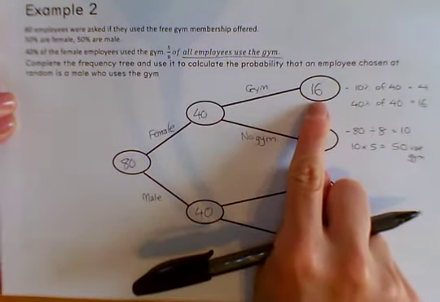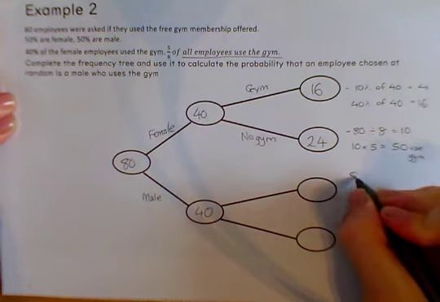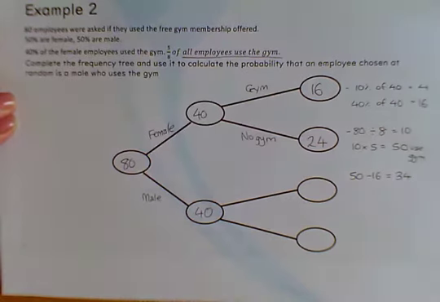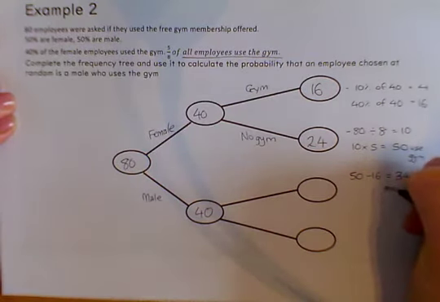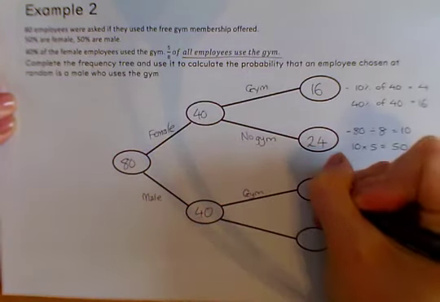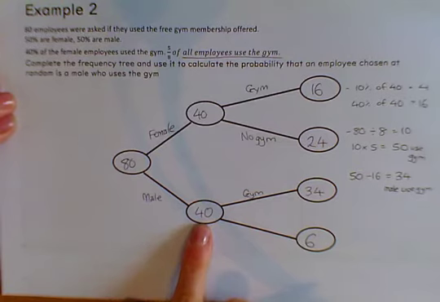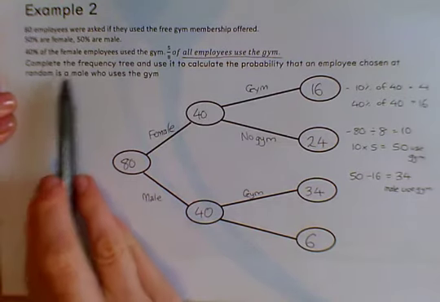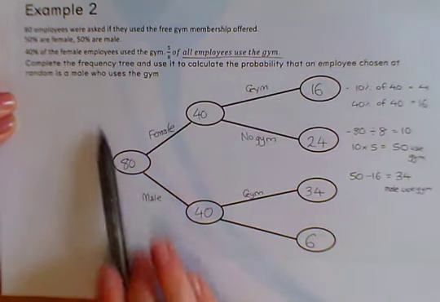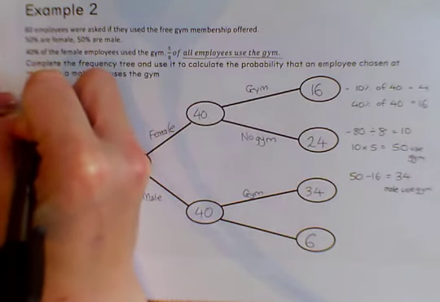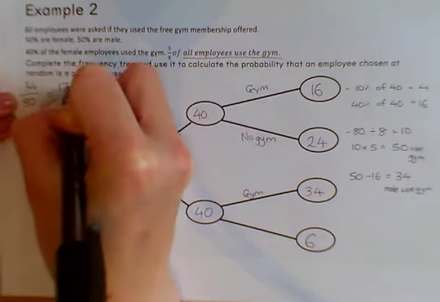Now 16 females use the gym, so that means 50 minus 16 is 34, so there must be 34 males who use the gym. If 34 males use the gym, then that means that 6 males do not, because there are 40 in total. And the last thing that I'm asked to calculate is the probability that an employee chosen at random is a male who uses the gym, which is equal to 34 out of 80, which is equal to 17 out of 40.